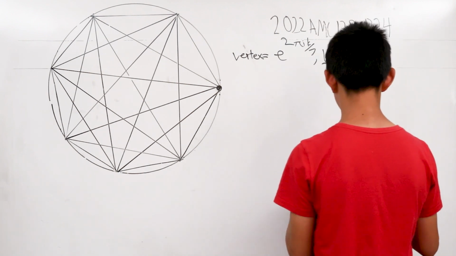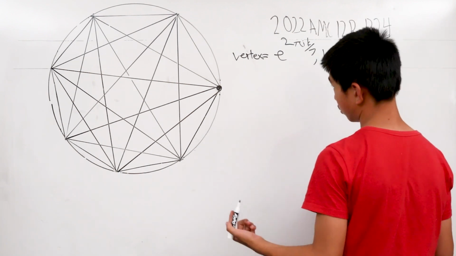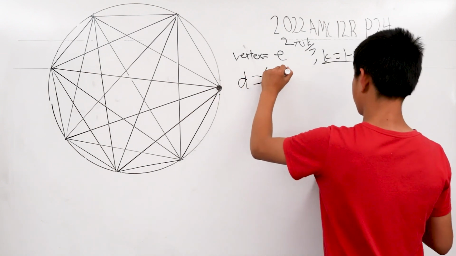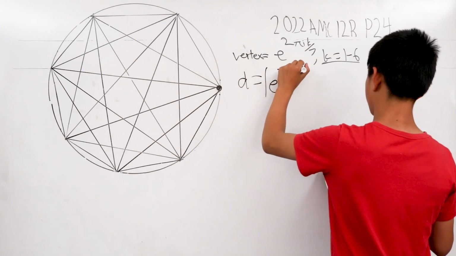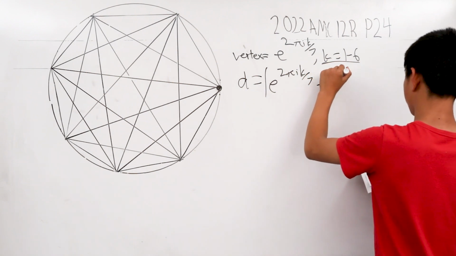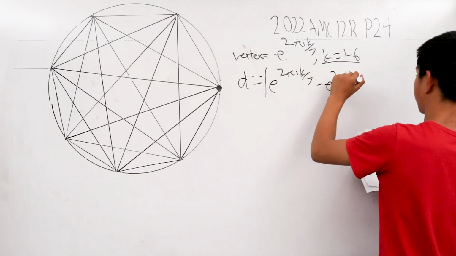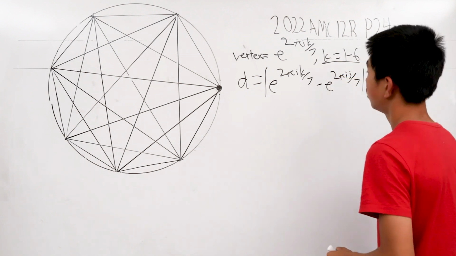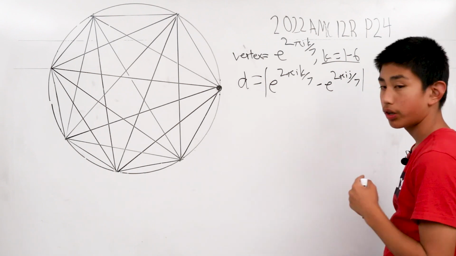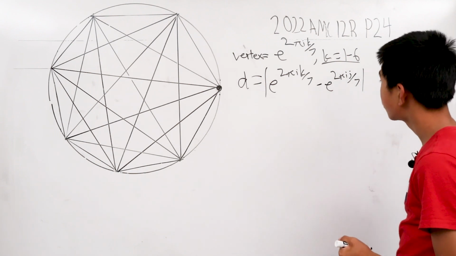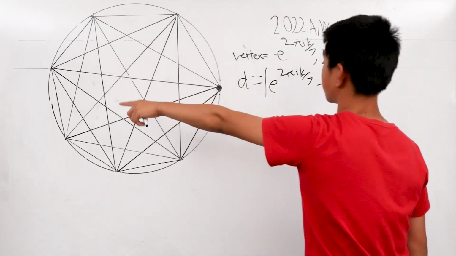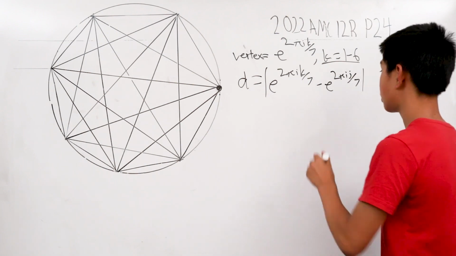And therefore, the distance between 2 points, call it d, is the absolute value of e to the 2 pi i k over 7 minus e to the power of 2 pi i, another variable, j over 7. Now, what this means is that these are 2 different respective points with different variables as it represents different points, but that's just that distance or any of those distances. So we have this.